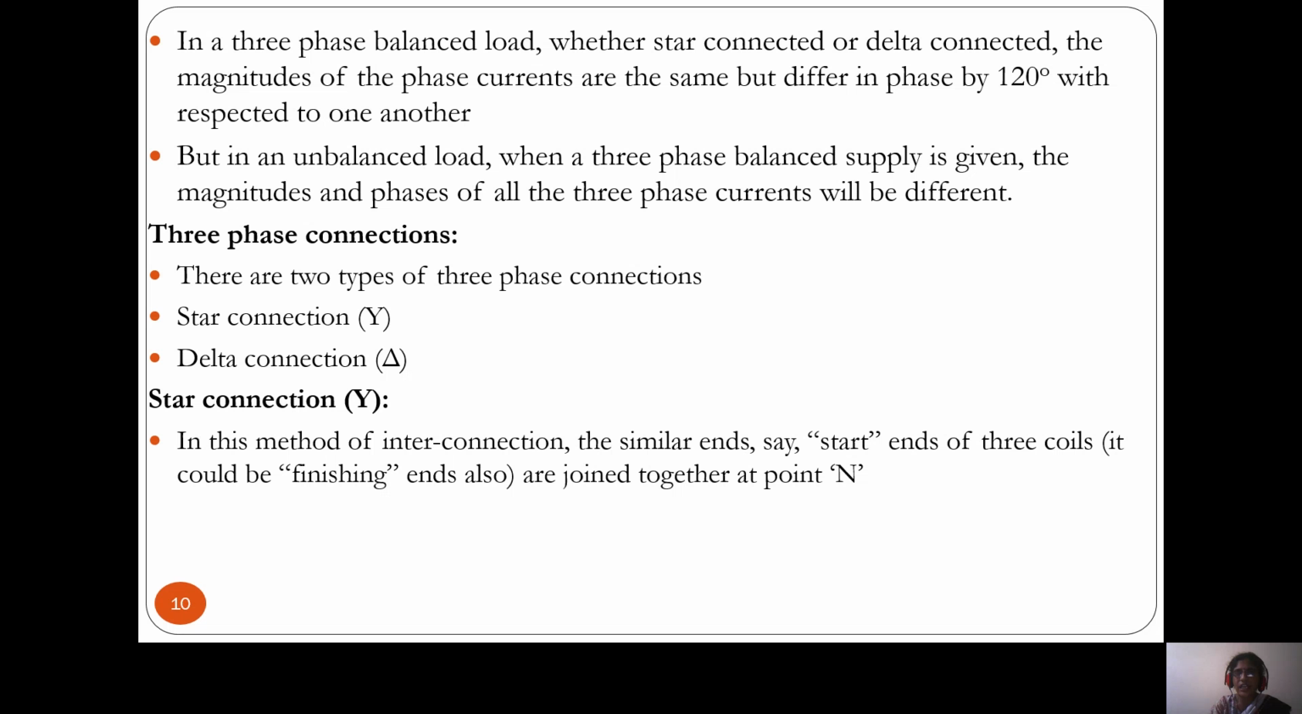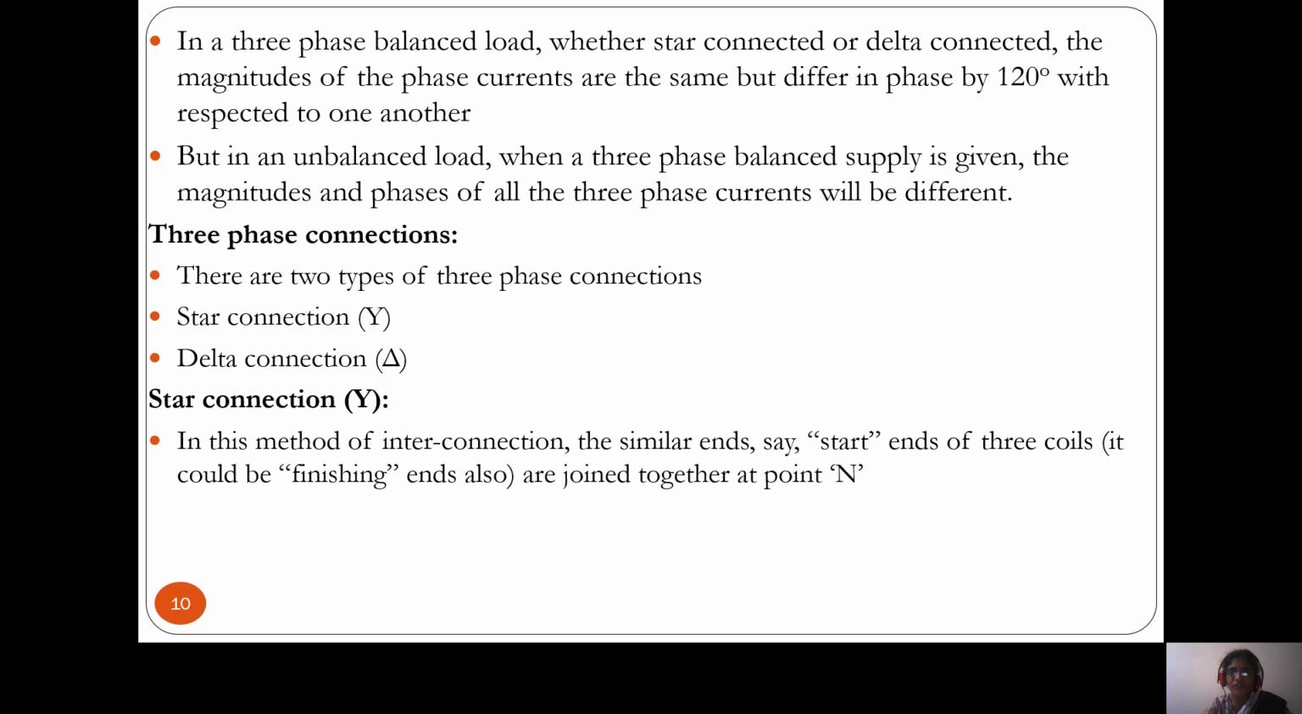So these interconnections will be employed in two types of forms. One is star connection and another one is delta connection. So what is star connection? Star connection means similar ends, either the start or the finishing ends, joined together at point N is called a star connection.